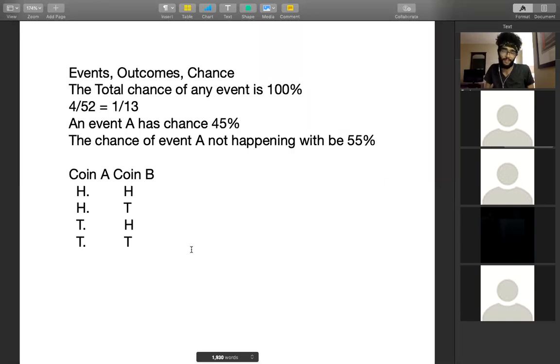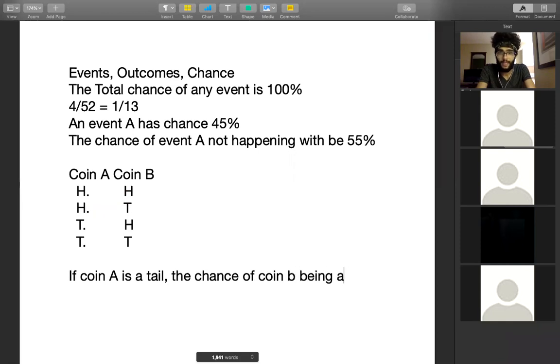So let me repeat myself. If coin A is a tail, then the possibility that coin B is a tail is 50%, because we eliminate these 2 options completely, because we know that coin A is a tail. It has to only be one of these 2. So the chance of coin B being a tail is 50%. So do we agree? If coin A is a tail, the chance of coin B being a tail is 50%. This is pretty straightforward, and I didn't cheat anything. I'm just telling the fact.